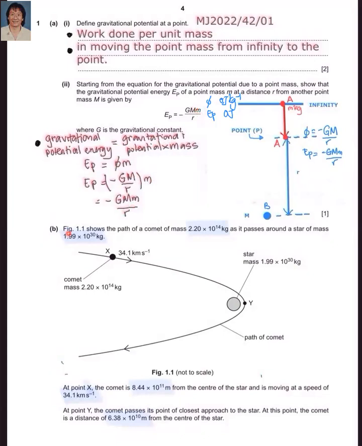In part B, figure 1.1 shows the path of a comet of mass 2.2 times 10 power 14 kg as it passes around a star of mass 1.99 times 10 power 30 kilogram. This is the path taken by the comet. At X, the comet is 8.44 times 10 power 11 meter from the center of the star and is moving at a speed of 34.1 kilometers per second, which is given in this diagram.